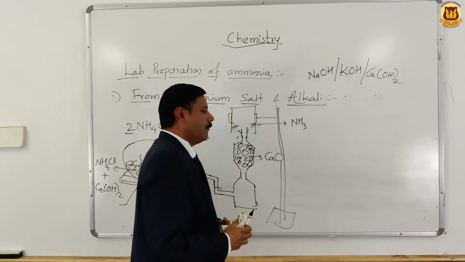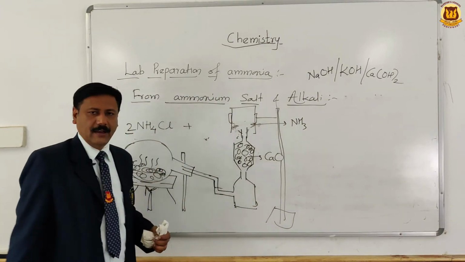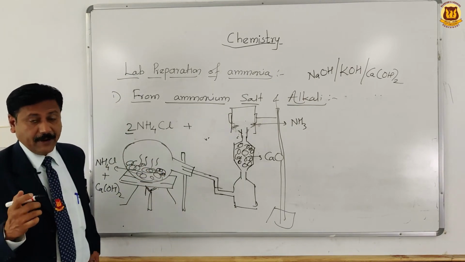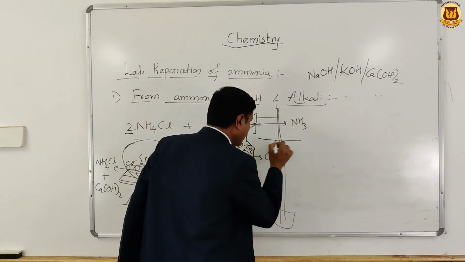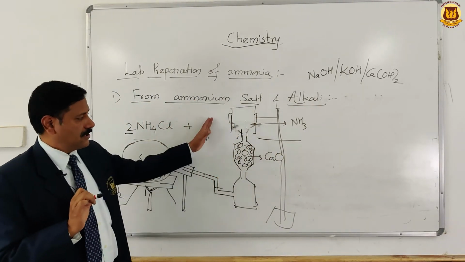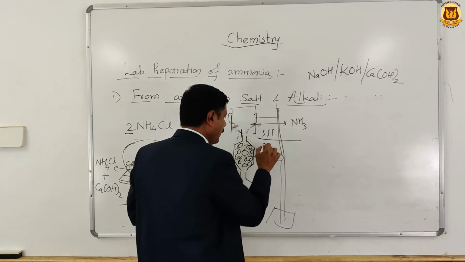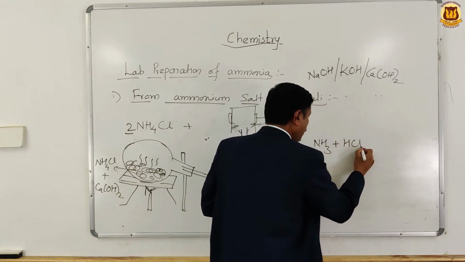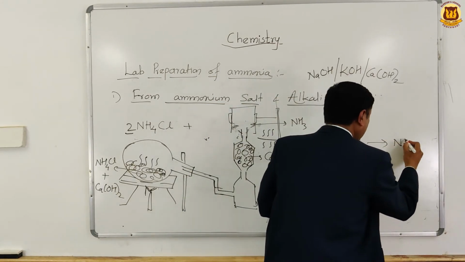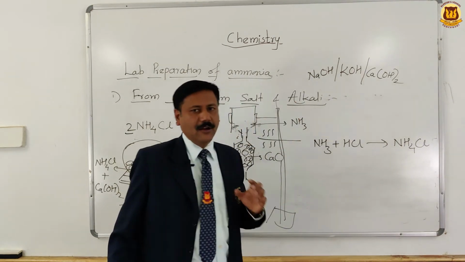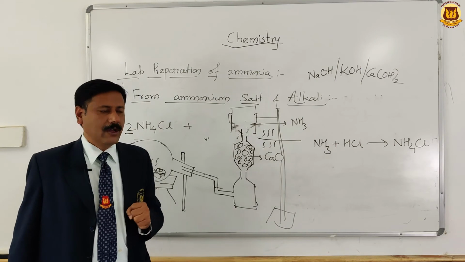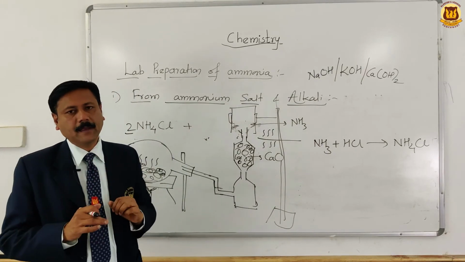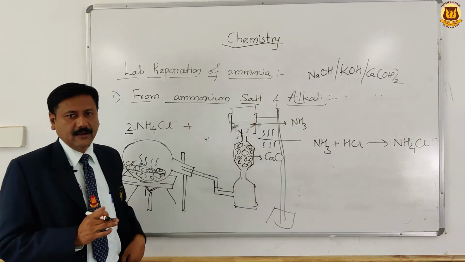Now next, how will you come to know whether the gas jar is filled with ammonia gas or not? Take a glass rod, dip it in concentrated HCl, and bring it near the mouth of the gas jar. It gives dense white fumes of ammonium chloride. So when the gas jar is filled, we can remove it and collect ammonia in another gas jar.